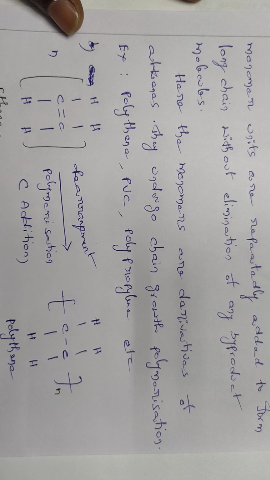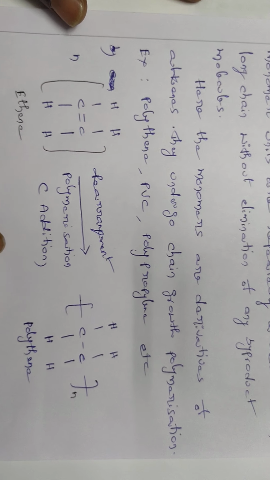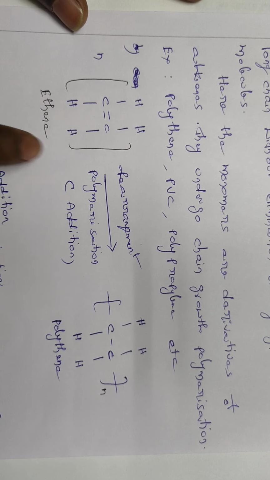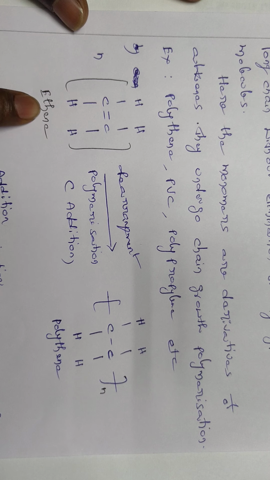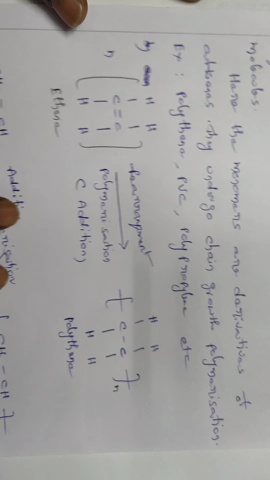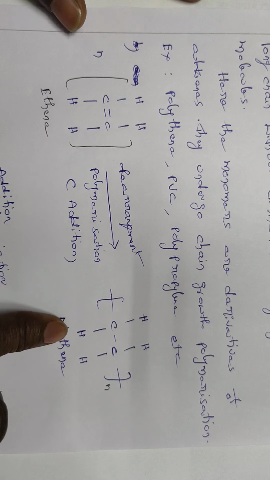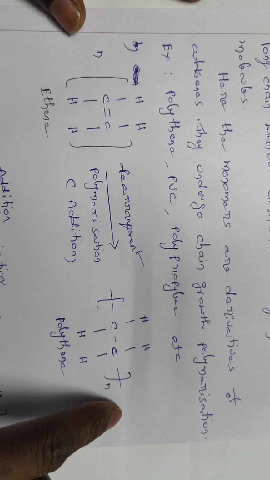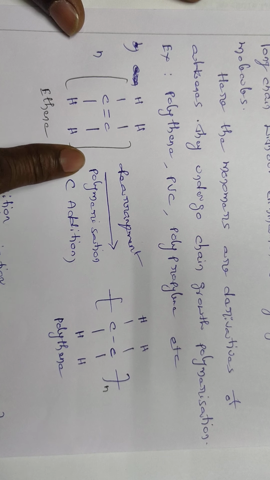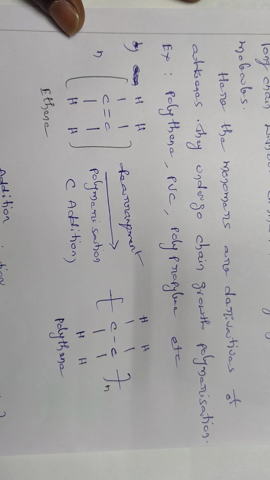For example, polyethylene, PVC, polypropylene, polystyrene, these all are addition polymers because they are formed by linkage of several monomeric units without elimination of any byproduct molecules. For example, if you consider ethene, the combination of so many ethene molecules, the product formed is polyethene. Okay, so it is an addition polymerized product because there is no byproduct here. It is a polymer which is formed by the combination of several monomers without elimination of any byproduct molecule.